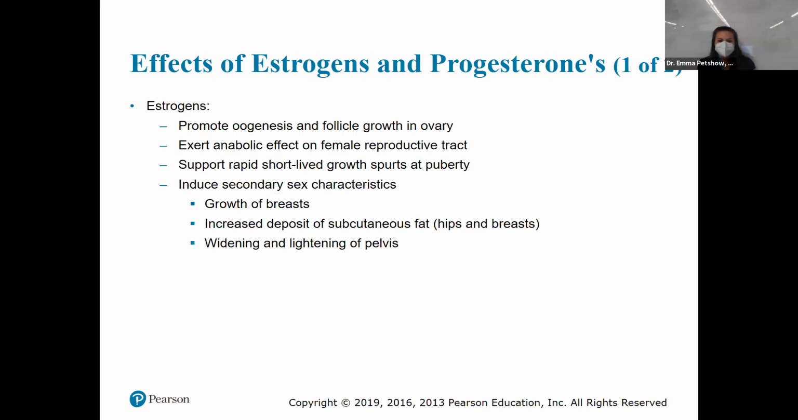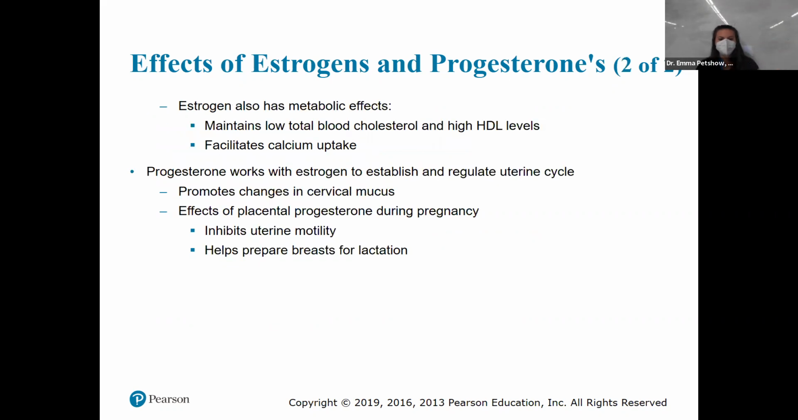So some pieces that we haven't already talked about with estrogen that I want to mention. It's also going to induce our secondary sex characteristics, so growth of breasts, increased deposit of subcutaneous fat, and widening and lightening of the pelvis to prepare for birth. It also has metabolic effects. It's going to maintain low total blood cholesterol and elevated HDL, the protective cholesterol. That's why after menopause, once you have an estrogen decline, you can see dyslipidemias occur and increased risk of heart disease. It's also going to facilitate calcium uptake. That's how estrogen relates to our bone structure and bone health.